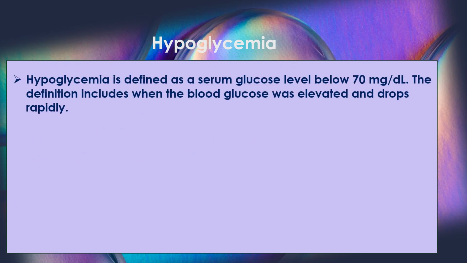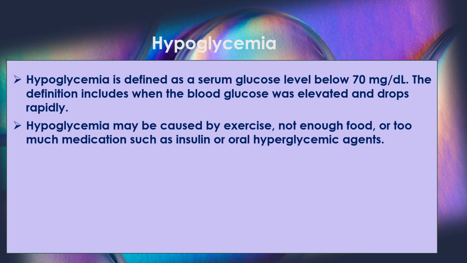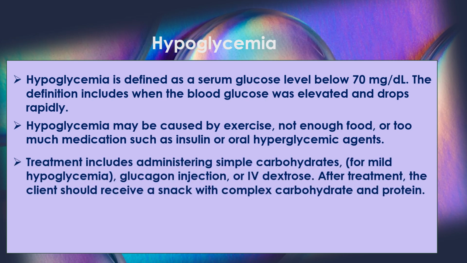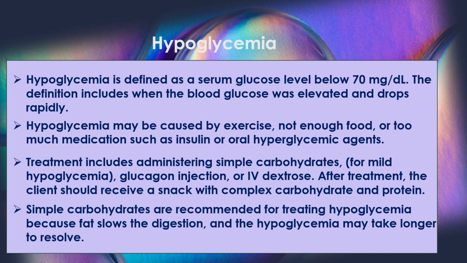Hypoglycemia is defined as a serum glucose level below 70. The definition also includes when the blood glucose level was elevated and drops rapidly. Hypoglycemia may be caused by exercise, not enough food, or too much medication such as insulin or oral hypoglycemic agents. Treatment includes administering simple carbohydrates for mild hypoglycemia, glucagon injections, or IV dextrose. After treatment, the client should receive a snack with complex carbohydrates and protein. Simple carbohydrates are recommended for treating hypoglycemia because fats slow the digestion and the hypoglycemia may take longer to resolve.